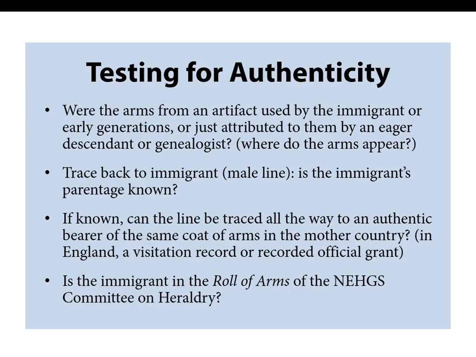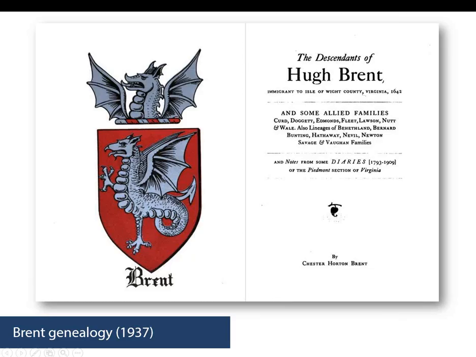So the next slide shows us the first and most basic example. If you are looking at material on an ancestor and you find a modern genealogy that gives you a coat of arms for him, like this gorgeous 1937 book, The Descendants of Hugh Brent, an early colonist in Virginia, and the frontispiece has this gorgeous coat of arms with a wyvern or some other similar beast. So what do you do with that?